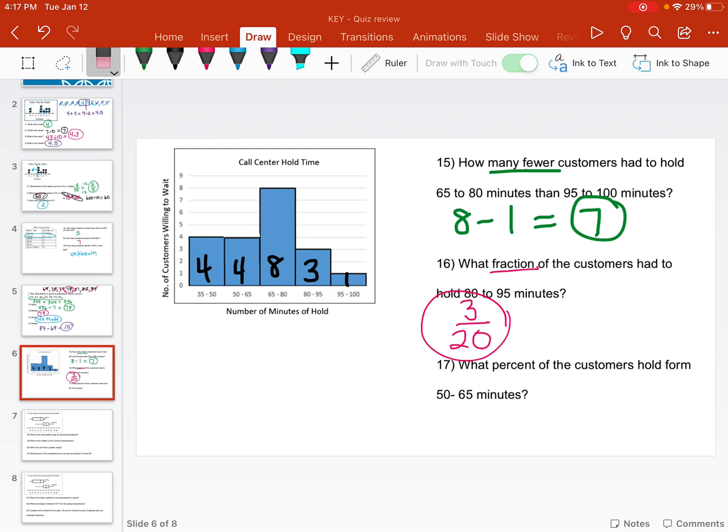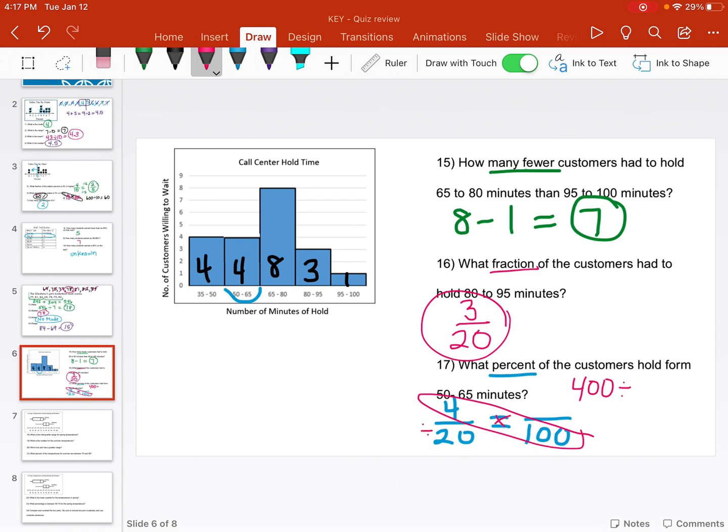Okay, next, what percent of the customers hold from 50 to 65 minutes? 50 to 65 is right here, so it's 4 out of the 20 people. We want to percent those. So remember, we're going to set it up equal to something out of 100. And we're going to cross multiply. So 4 times 100 is 400. And then divide by our bottom number, divide by 20. 400 divided by 20 equals 20. Okay, and it was percent, so 20%.